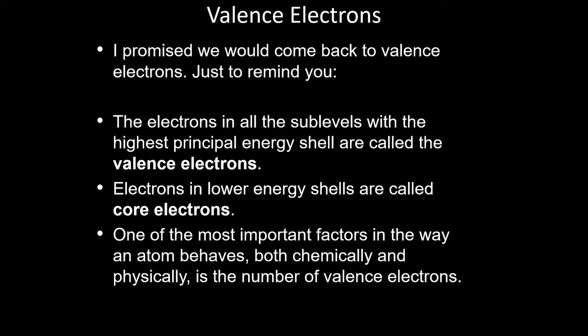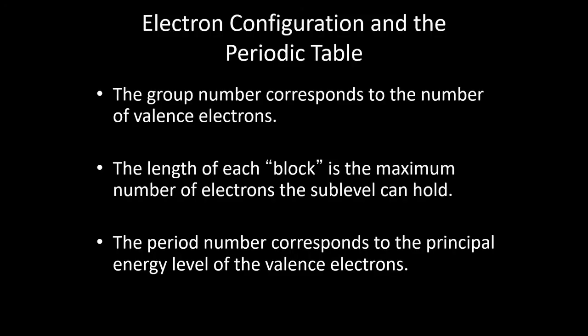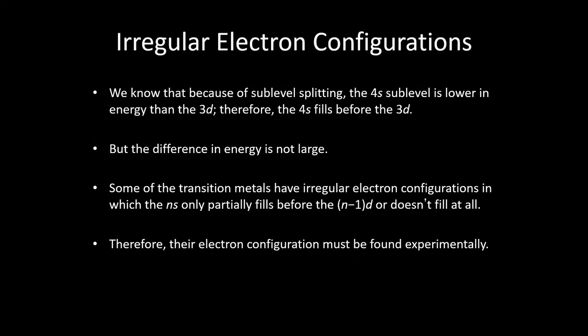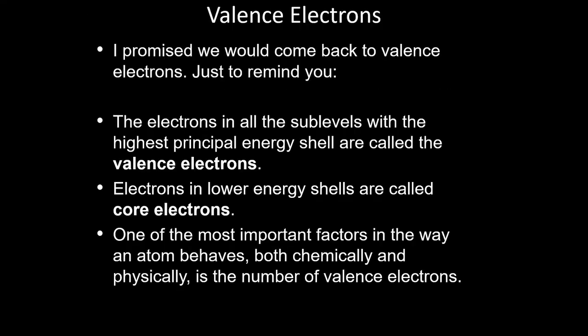And one of the most important factors in the way an atom behaves, both chemically and physically, is the number of these valence electrons. How many valence electrons does it have? The reason for this, I believe, okay, I guess I don't get into that here. The reason that these are the most important electrons in terms of chemical and physical behavior is because these are the only electrons that can interact with other stuff.